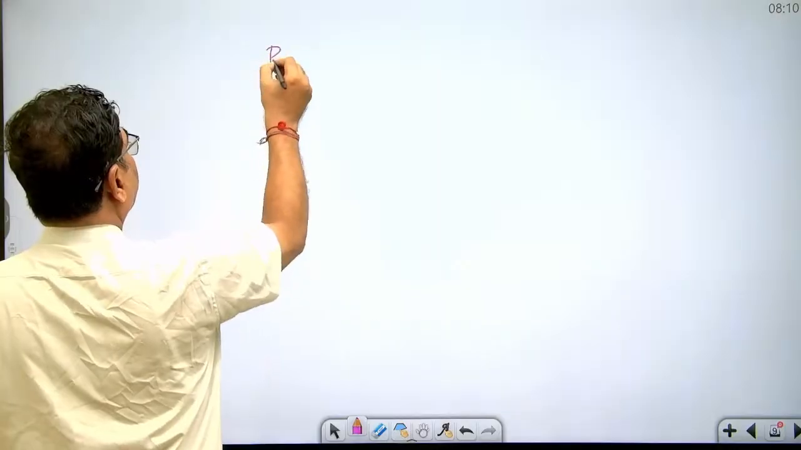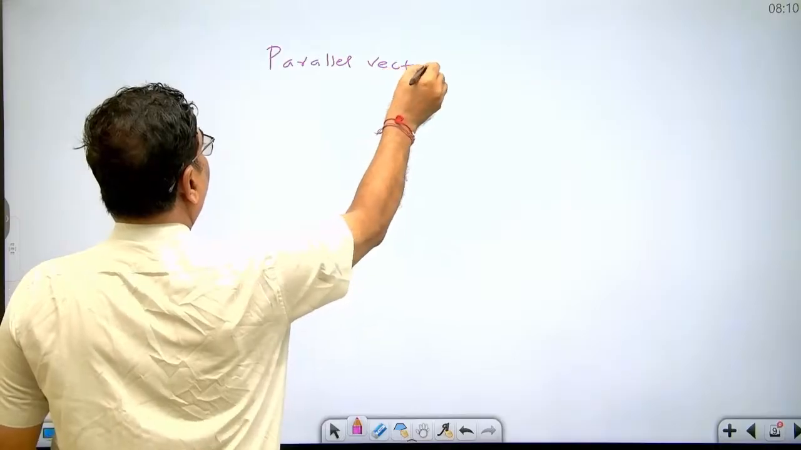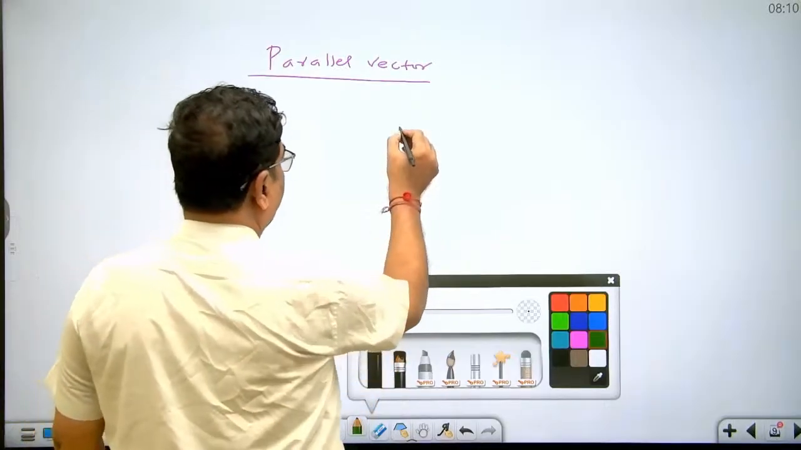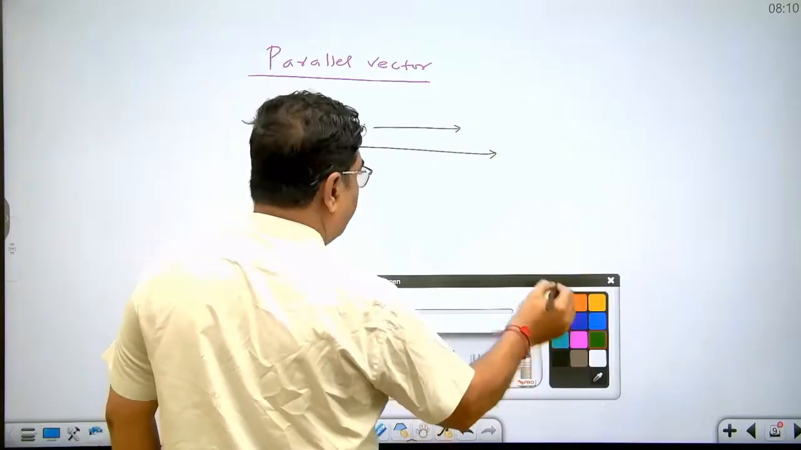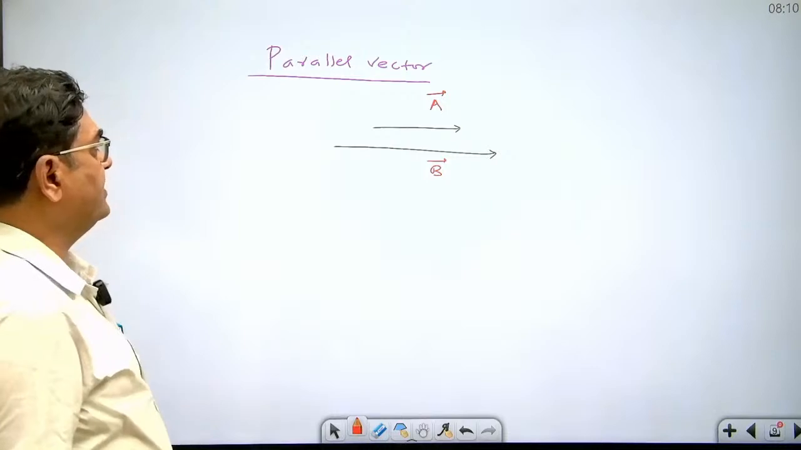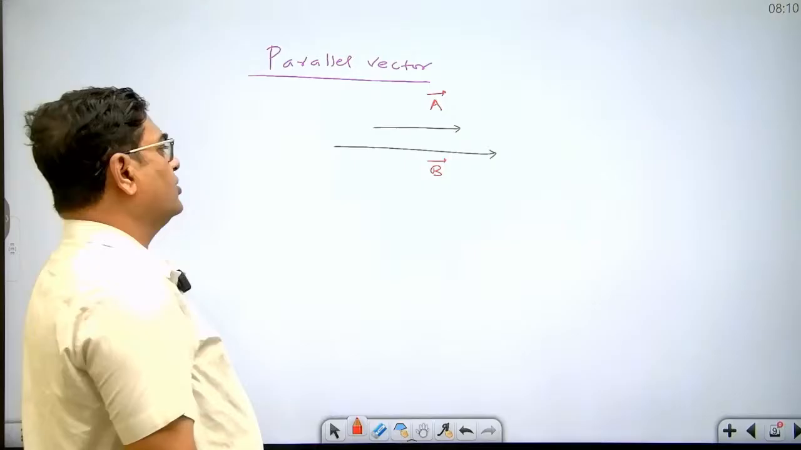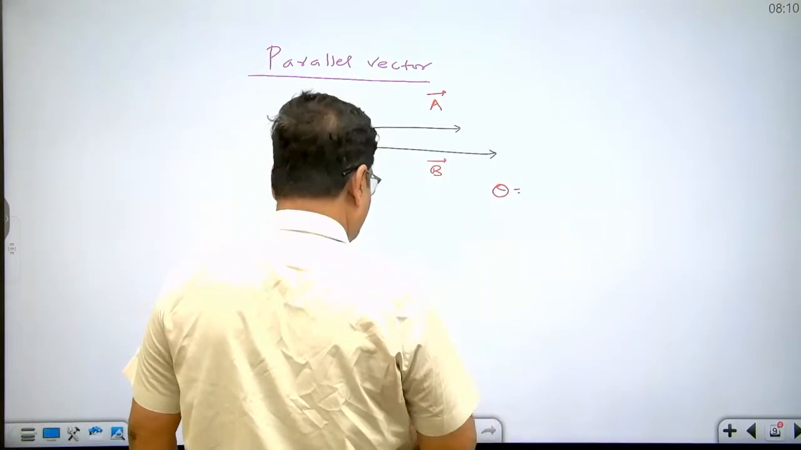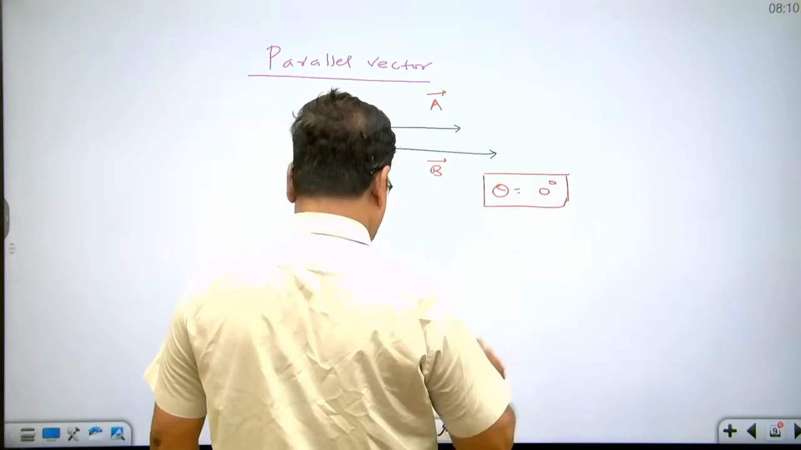First see parallel vector. Any two vectors are said to be parallel vectors when their direction is same, magnitude may or may not be same. A vector and B vector are said to be a set of parallel vectors when their direction is same and magnitude may or may not be same. Angle between two parallel vectors, dear student, is 0 degree. Here theta is the angle between two parallel vectors.